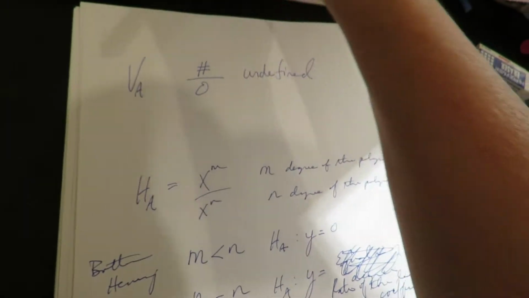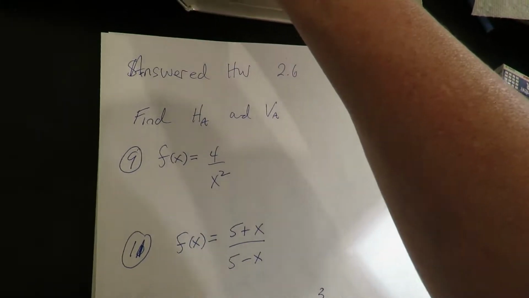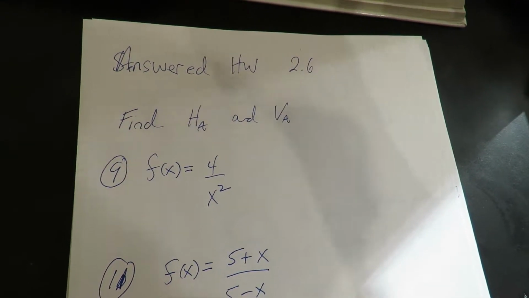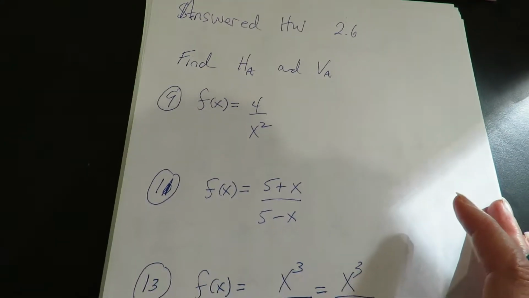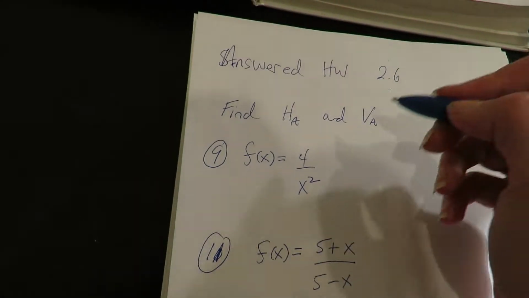So let's try some of these. This is the assigned homework, 2.6 in your book. All they want you to do is find the HA and the VA. Let's just try a couple of these.